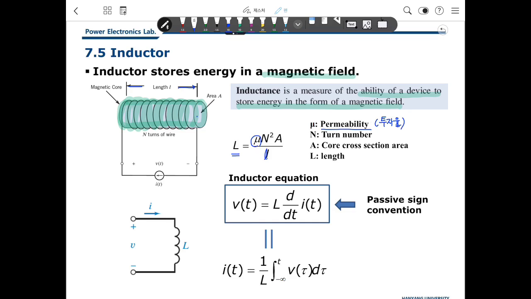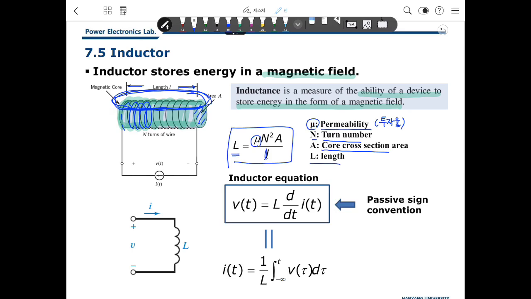And this permeability is not only the core but also the air in this area, because the magnetic field is generated in this way here. So half of it goes to the core and the other half goes to the air. N is the turn number, how many turns the coil wraps around the core, A is the cross section over here, and L is the length. So inductance can be written here.